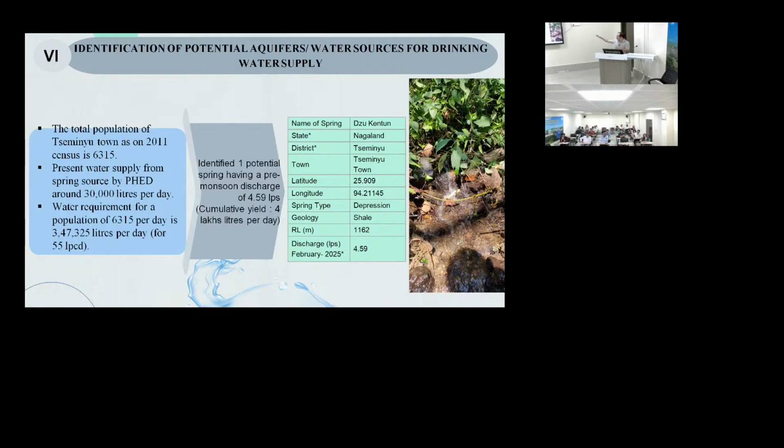In that particular mound, we found that there is a huge spring discharge, but the people in that area don't utilize it. During the lean period, the discharge of this spring was 4.59 LPS, whereas the present spring source where PHE is supplying water was just about 1.5 LPS. So if PHE or the government develops this particular spring, the demand-supply gap can be met. If they develop this spring, they can easily cater to the needs of the people.